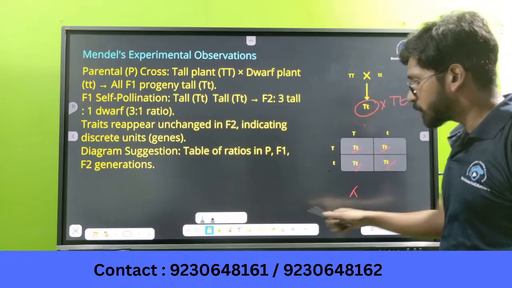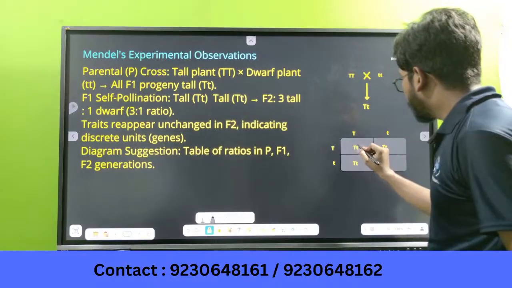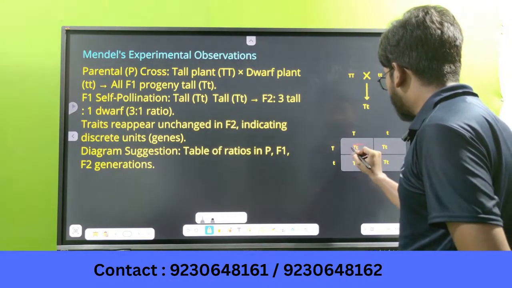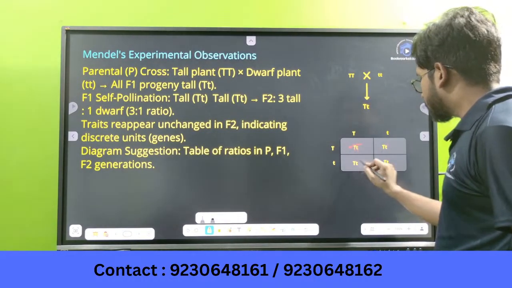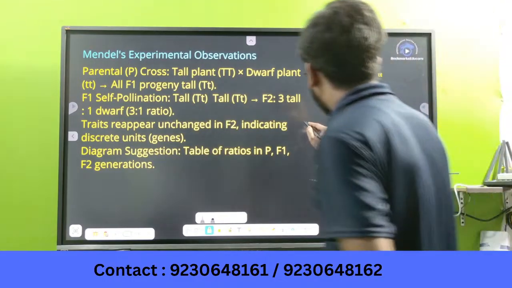No, there is a little bit of mistake. Okay, students, here there is a small change. It will happen like this: capital T, capital T, capital T, small t, capital T, small t, and small t, small t. Right.